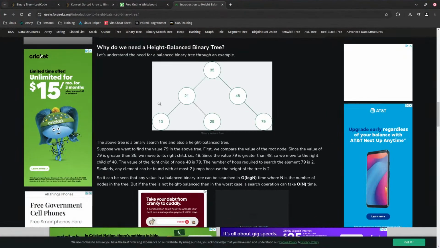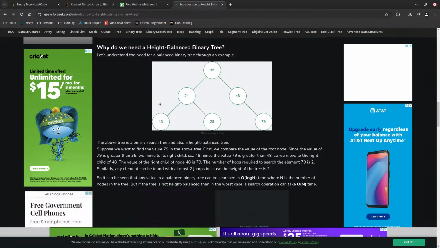The above tree is a binary search tree and also a height balanced tree. Suppose we want to find the value 79 in the above tree. First, we compare the value of the root node. Since 79 is greater than 35, we move to the right child, i.e. 48. Since 79 is greater than 48, we move to the right child of 48. The value of the right child of 48 is 79, so the number of hops required to search the element 79 is 2. Wow, okay.